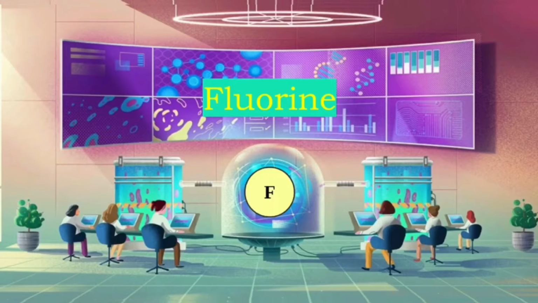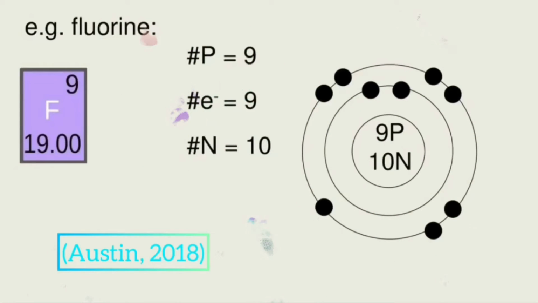Today we'll be talking about the Bohr-Rutherford diagram and the Lewis dot diagram for fluorine. First, I will be talking about the Bohr-Rutherford diagram, then I will get into the Lewis dot diagram.